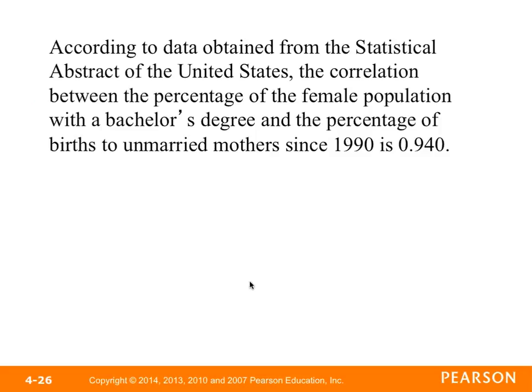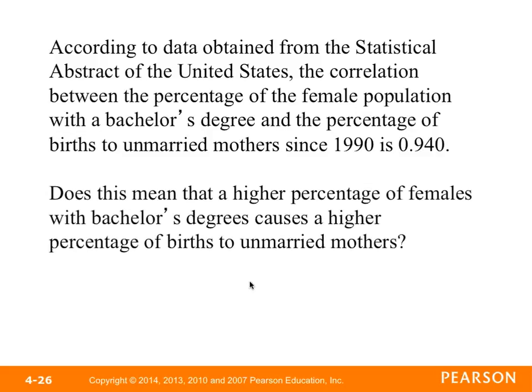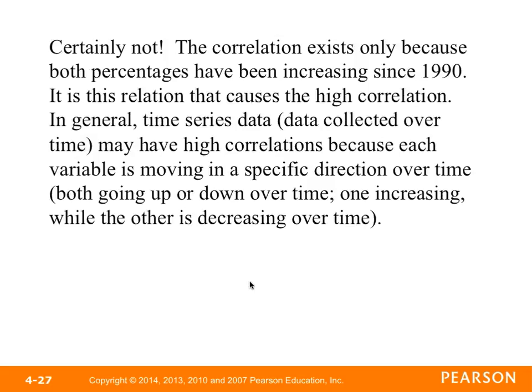Okay, now objective 5 is to be able to explain the difference between correlation and causation. So according to data obtained from the Statistical Abstract of the United States, the correlation between the percentage of the female population with a bachelor's degree and the percentage of births to unmarried mothers since 1990 is 0.940, which is a very high correlation coefficient. So what we want to know is if this means that a higher percentage of females with bachelor's degrees causes a higher percentage of births to unmarried mothers.